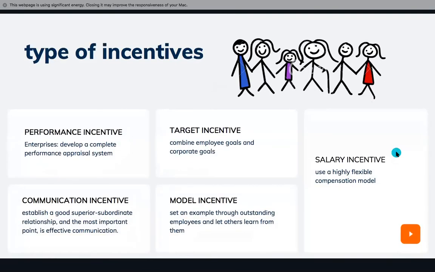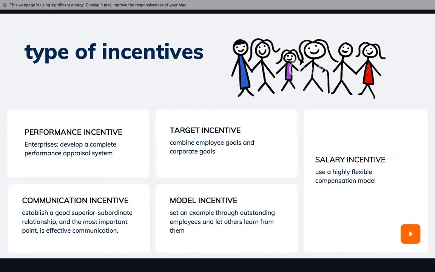Okay, so I'm going to explain different types of incentives in the workplace. There are many types of incentives in the workplace. According to the different situations of different employees, the incentive ways adopted by the company are also different. The following are some common ways to motivate employees.